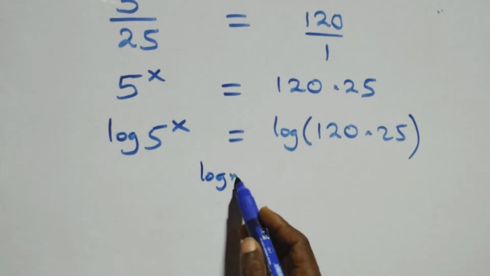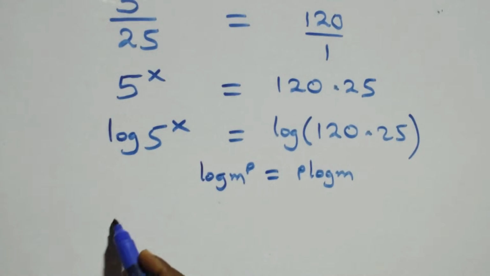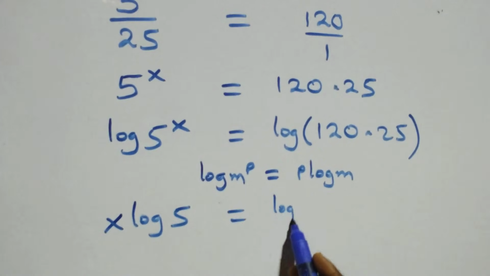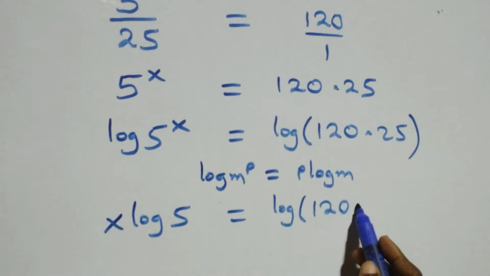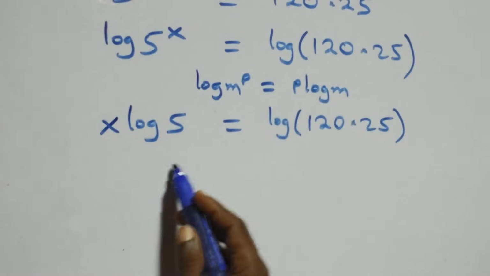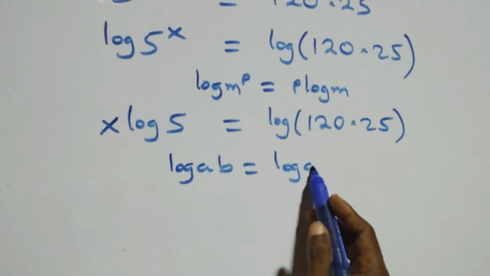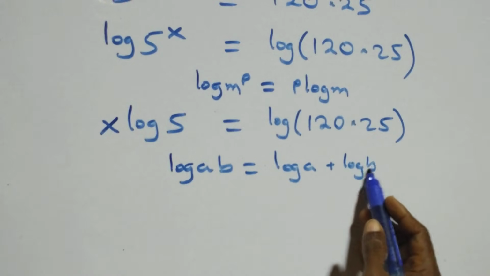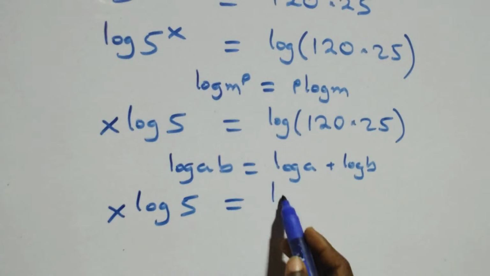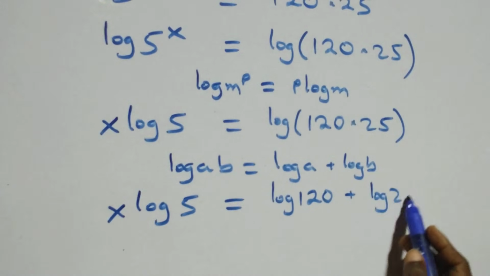When we have log m raised to power p, it is the same thing as p log m. That is, here we have x log 5 equals log 120 times 25. That is, here this follows the law of logarithm. When we have log a times b, it is the same thing as log a plus log b. Then we can rewrite this and we have x log 5 equals log 120 plus log 25.